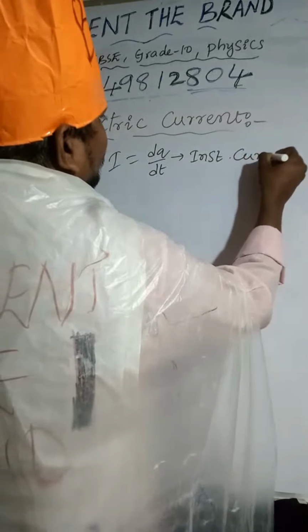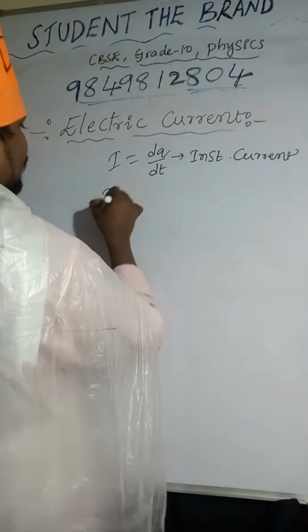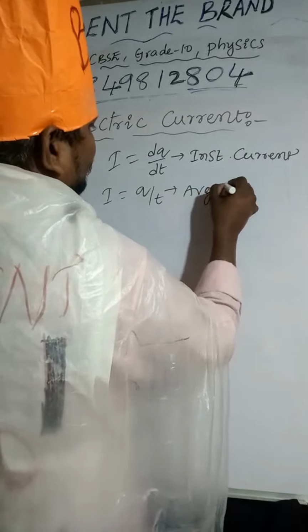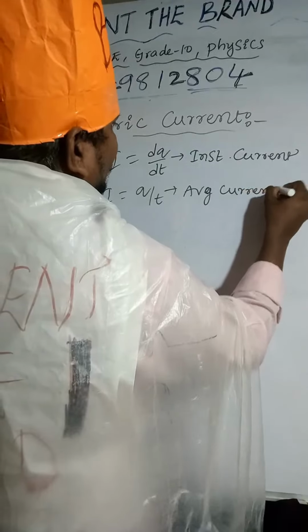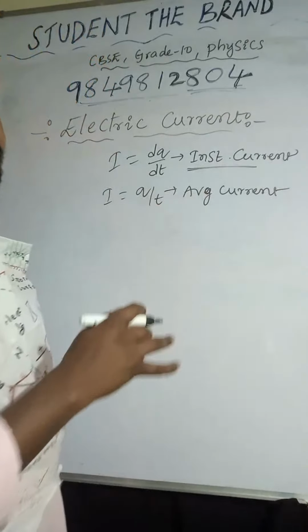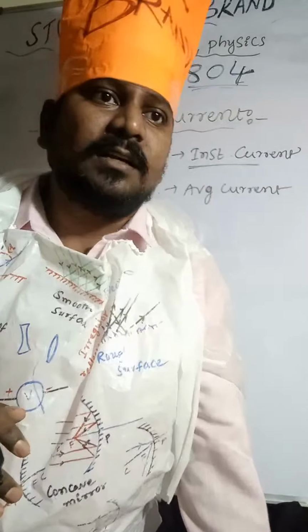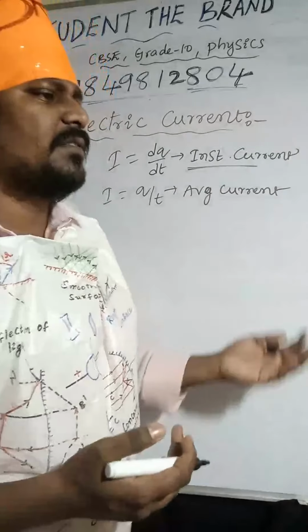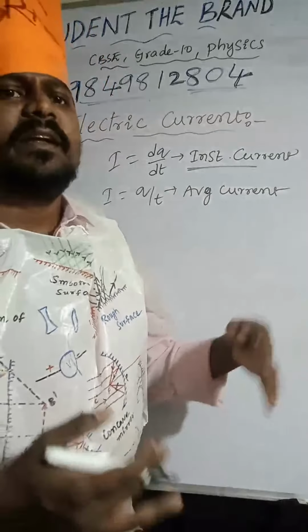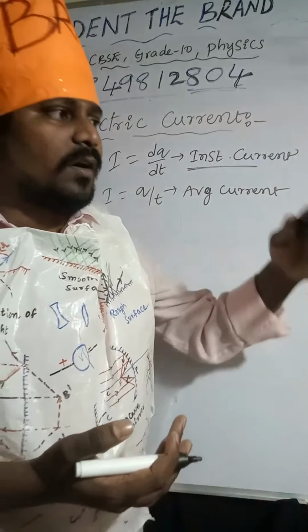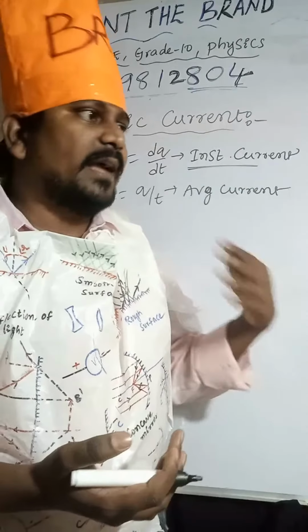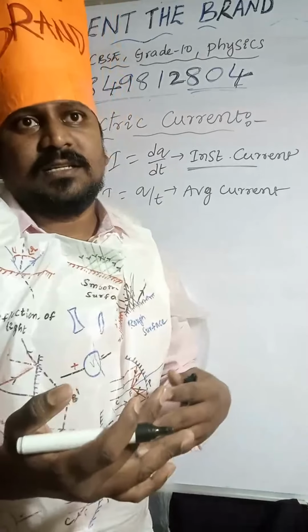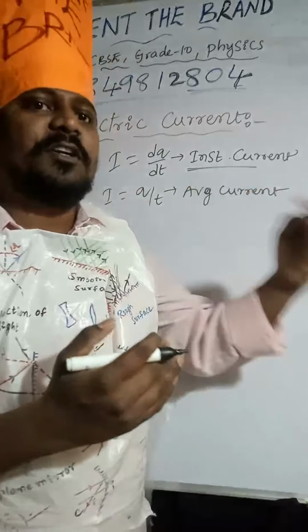I equal to Q by T is the average current. Instantaneous current means the current at a particular instant, how much current is flowing at that instant. Normally we say instantaneous velocity, instantaneous acceleration, instantaneous speed, like that. So the velocity at that particular instant, the acceleration at that particular instant, like instant coffee.